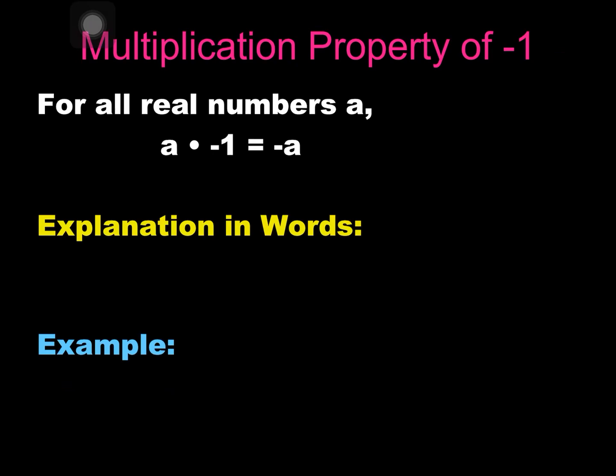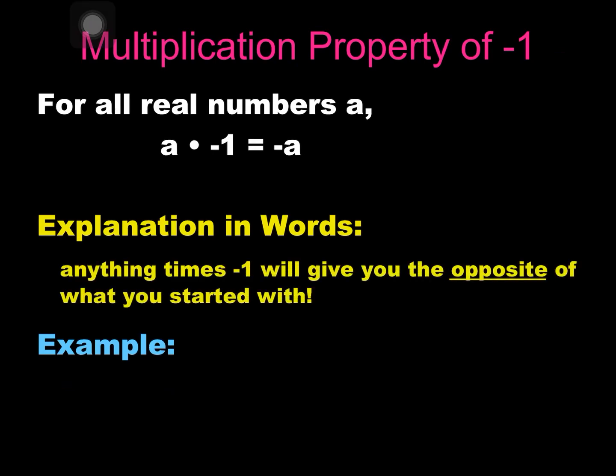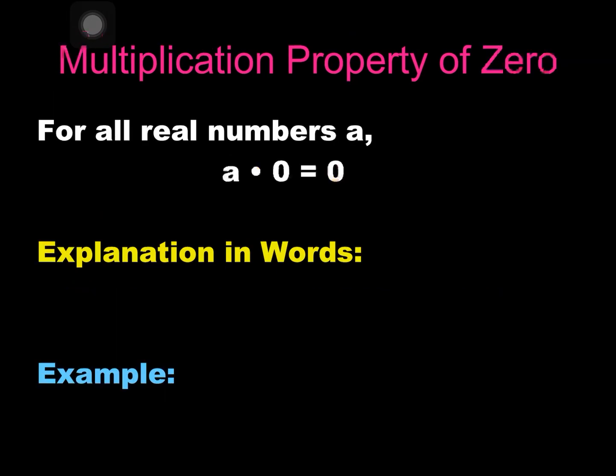The multiplication property of negative 1, just like if you multiply by 1, you get exactly what you start with. The only difference is if you multiply by negative 1, you're going to get the opposite of what you start with. So what was positive would become negative, and what was negative would become positive. So 3 times negative 1 would give you negative 3. So the opposite of 3 is negative 3. If I started with negative 3 times negative 1, I would get positive 3. And so you'd get the opposite of what you start with. All right, and there's the example there.